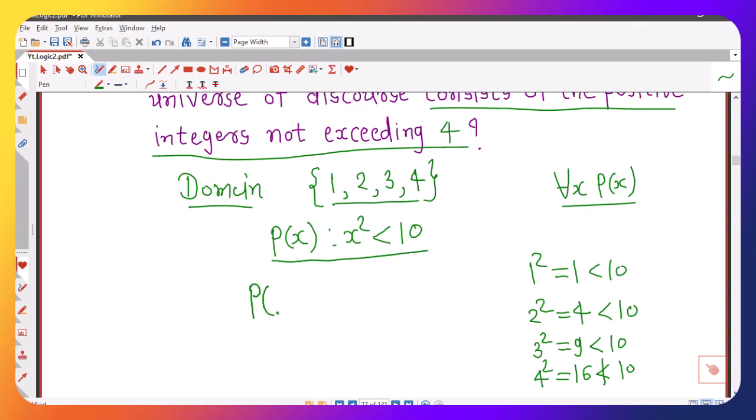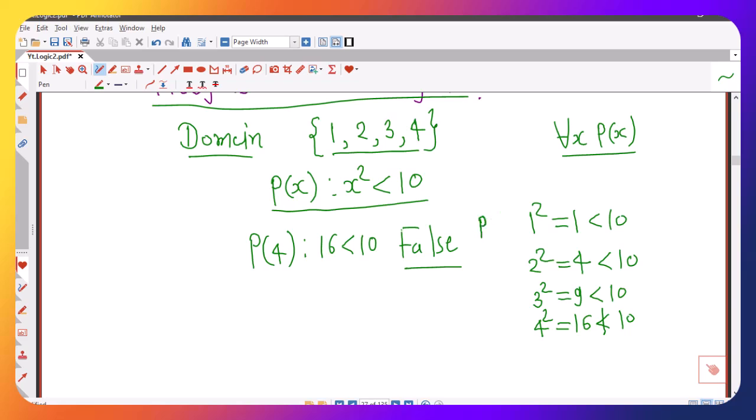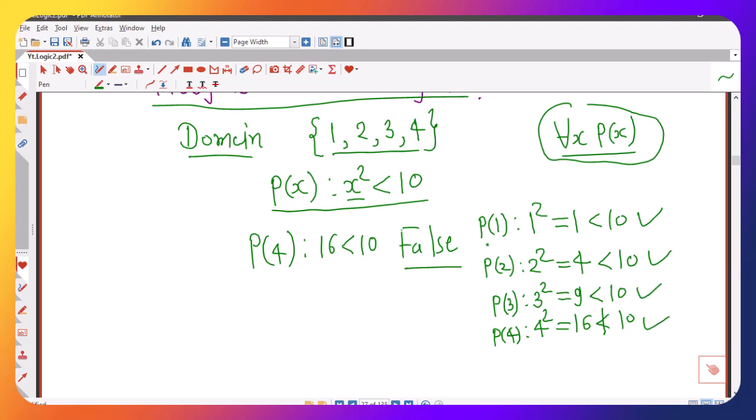If we consider P of 4, then we have 16 less than 10, and it is not true, it is false. And you can see this is nothing but P of 1 for x equal to 1, this is P of 2 for x equal to 2, this is P of 3, and this is P of 4. So this is going to be correct if it is true for all values of x, or we can say that if all these statements are true, then only this is true. So we can write it in this way also.